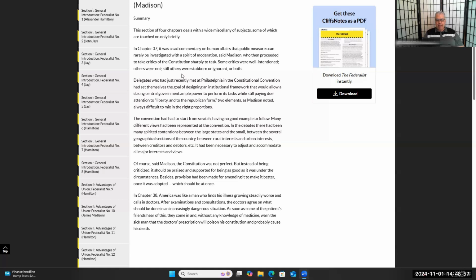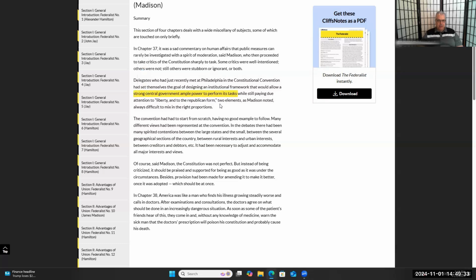Whenever you attempt to oppress people, eventually something's going to give. Eventually, it might take some time, but eventually, right? Delegates who had just recently met at Philadelphia in the Constitutional Convention had set themselves the goal of designing an institutional framework that would allow a strong central government ample power. That phrase alone, strong central government, ample power, right, to perform its tasks. This is a problem. That was one of the great problems.